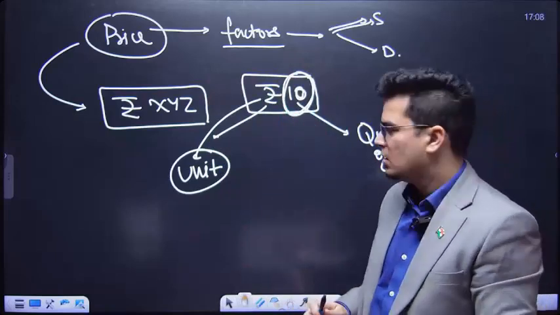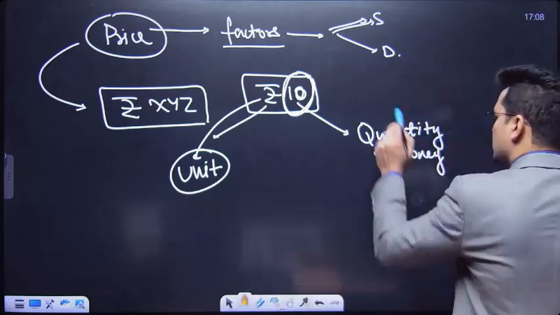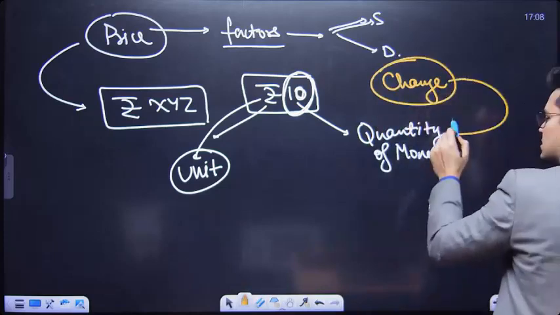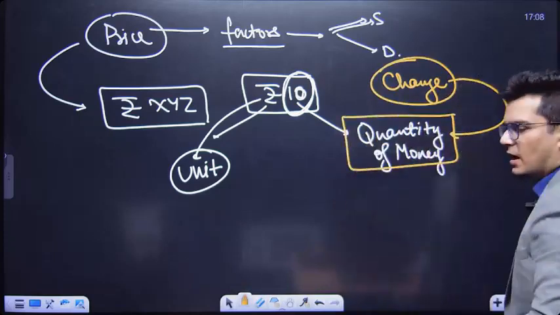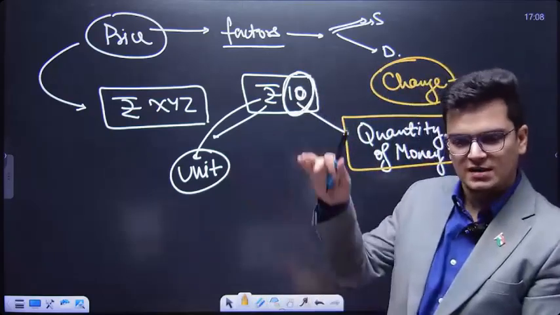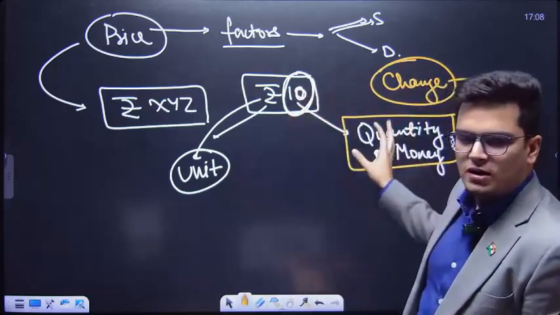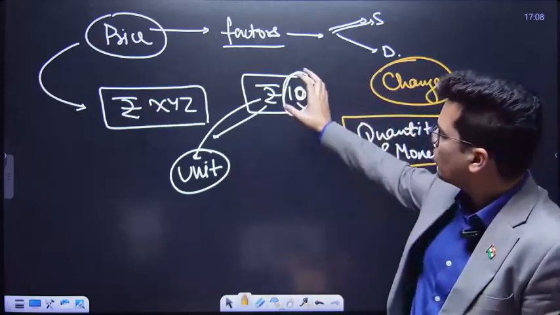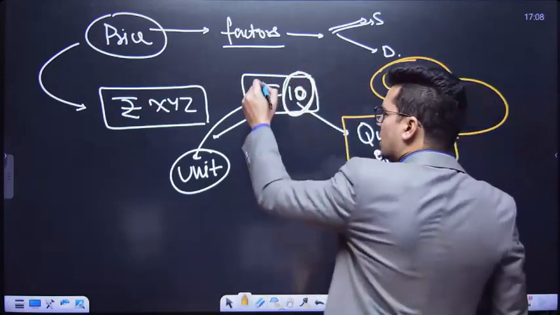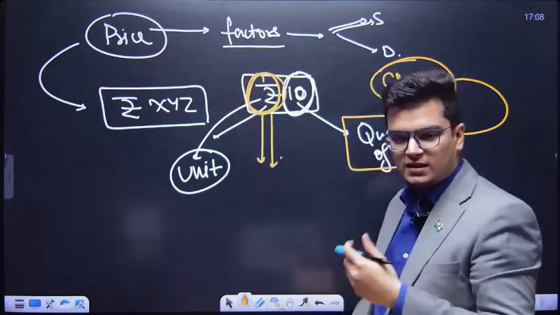Now, if there has to be a change in this price level, one option is that this can change. This pen can go from rupees 10 to rupees 50 to rupees 100 or even to rupees 5. Price can come down also. So one is a change in the quantity of money. The second, there can be a change in this. Now this is not intuitive directly. We don't understand this immediately.